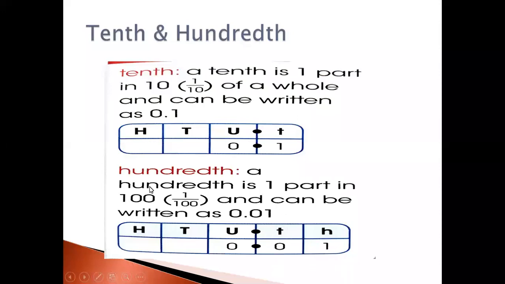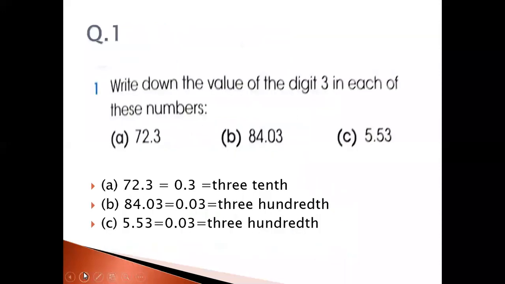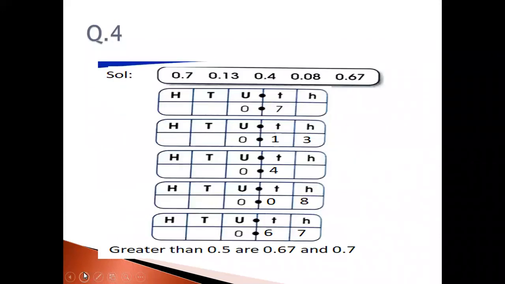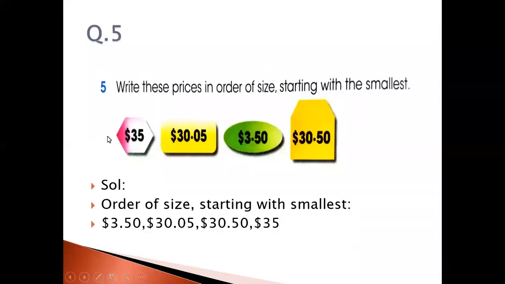So what do we mean by a hundredth? A hundredth is one part in 100, meaning 1 out of 100, and it is written as 0.01. This is what we learned earlier in questions 2, 3 and 4. We have already practised up to question number 4 with the help of these things. Let's see what question number 5 is asking.